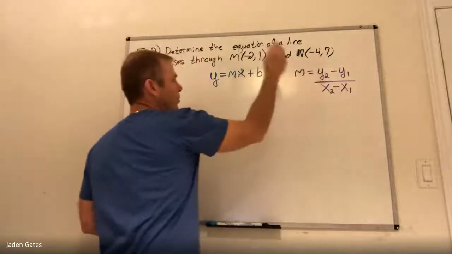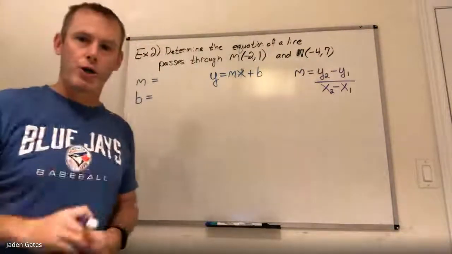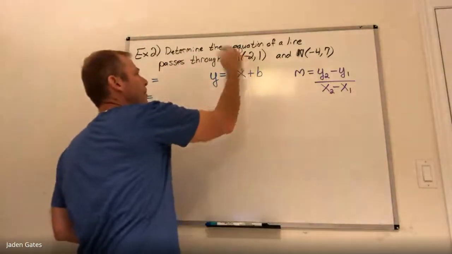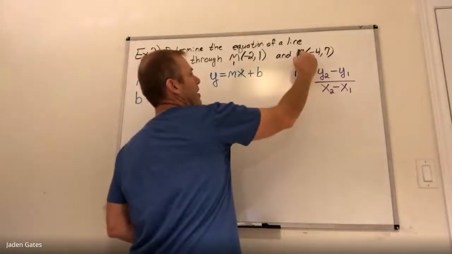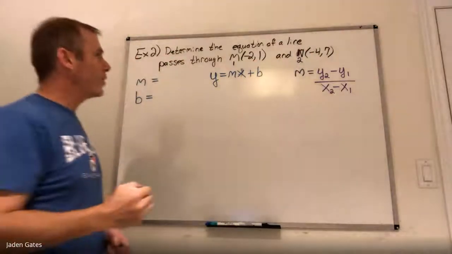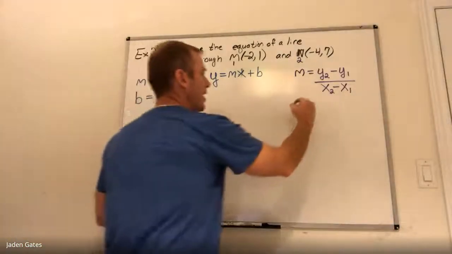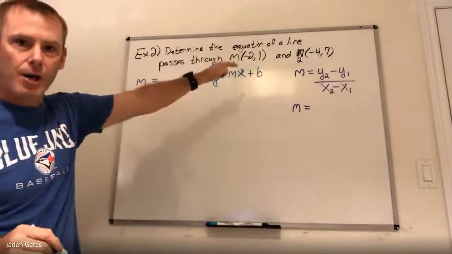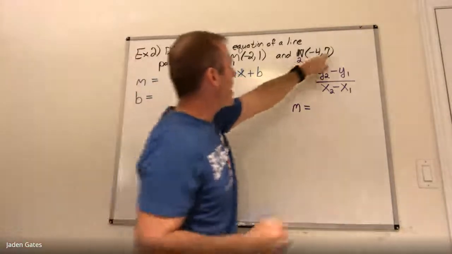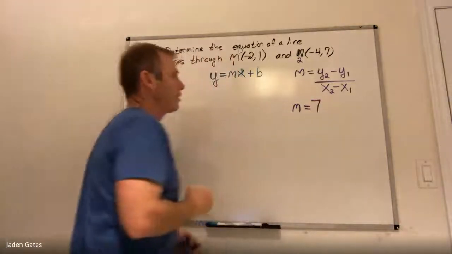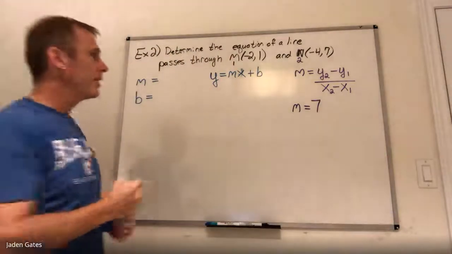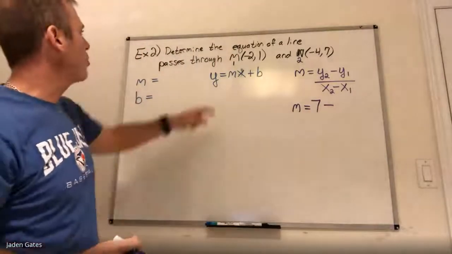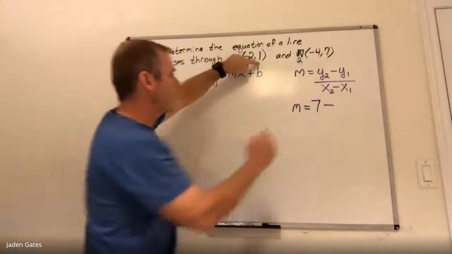What you do is the 2's and the 1's represent which point you're talking about, first point or second point. So because of the alphabet, I'm going to say that M is my first point, and that obviously makes N my second point. All right, so what the y2 is referring to is the y coordinate of my second point. And so because N I said was my second point, the 7 is my y value. All right, so y2 would be 7 minus y1, which would be the y coordinate of my first point. So my first point is M, the y coordinate is 1.